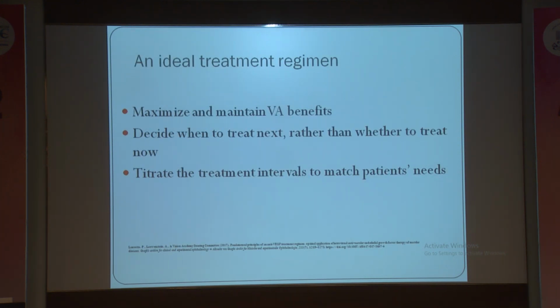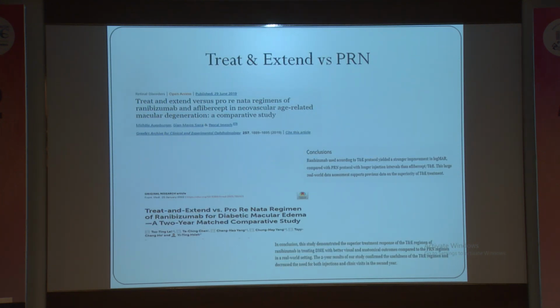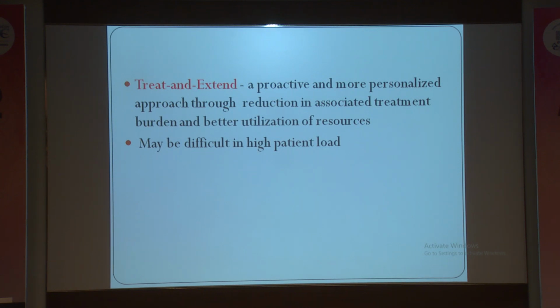So what is an ideal treatment regimen? Maximize and maintain visual acuity benefits. Decide when to treat rather than whether to treat now. So on every visit we should plan for the next treatment protocol and titrate the treatment intervals to match the patient's needs. While comparing the treat and extend protocol with the PRN protocol, you can see that multiple studies have proved that treat and extend is a superior treatment protocol in terms of CNVM and diabetic maculopathy also.